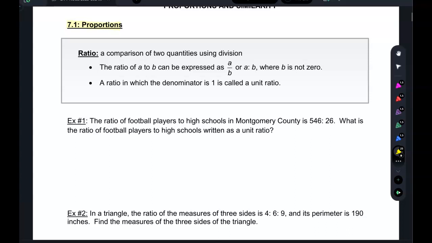Okay, so let's start off with a ratio. A ratio is just a comparison of two quantities using division. So remember the line means division, a ratio, A to B. You can also use a colon. All right. And then anytime you have a ratio where the denominator is 1, this is called a unit ratio.